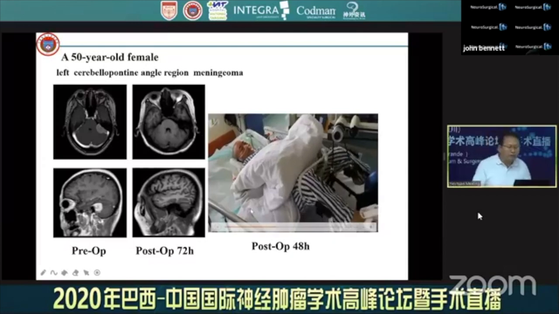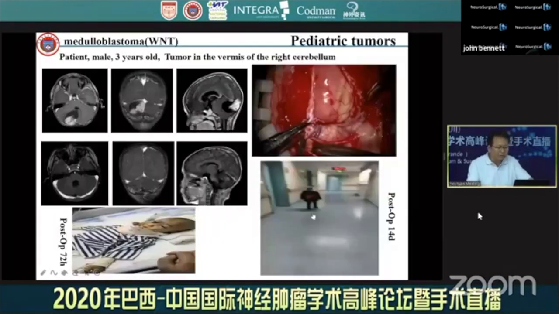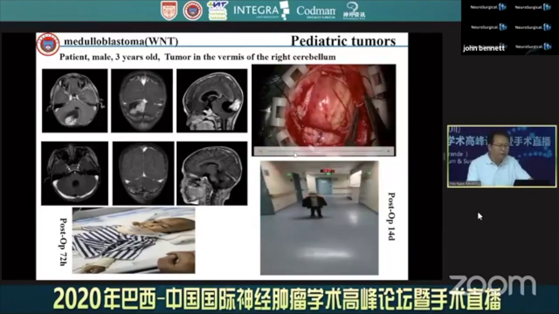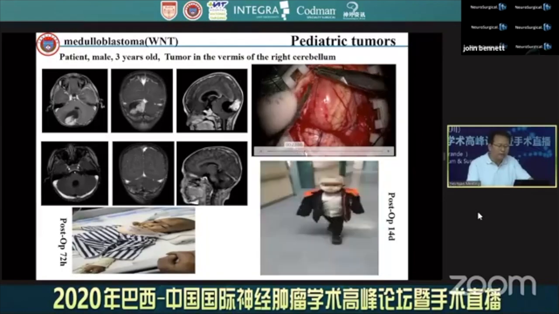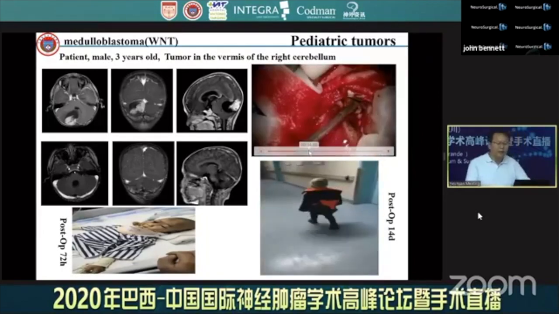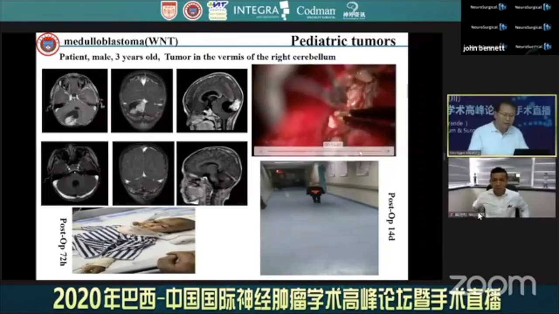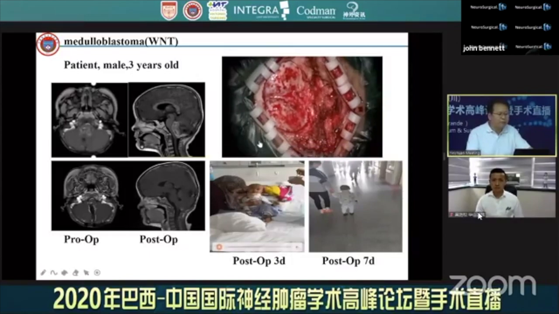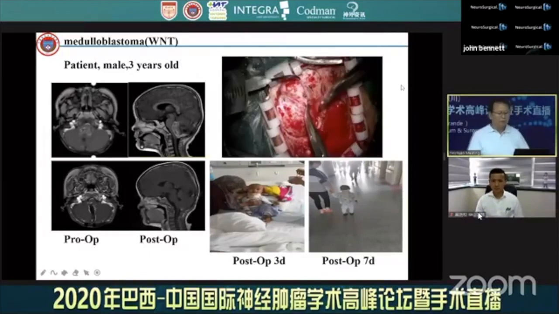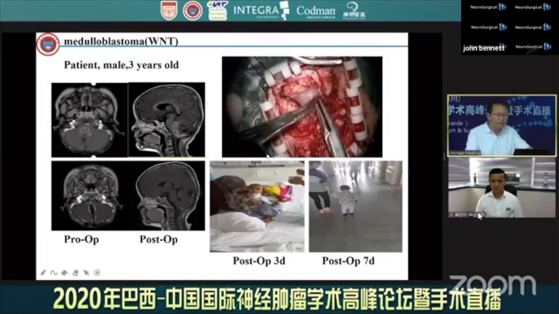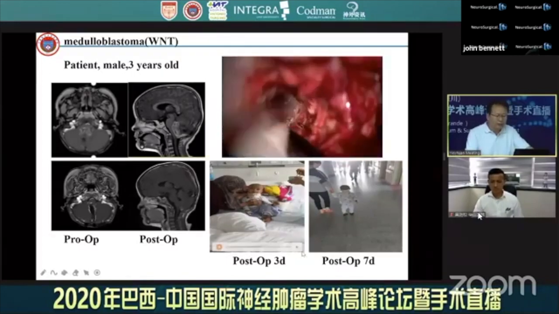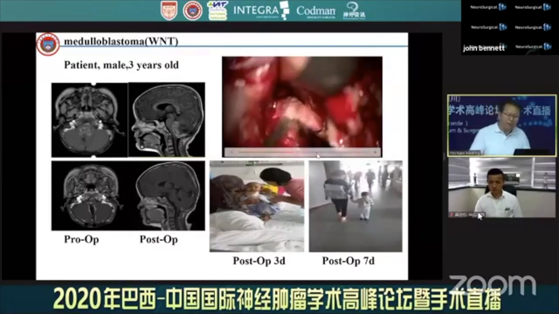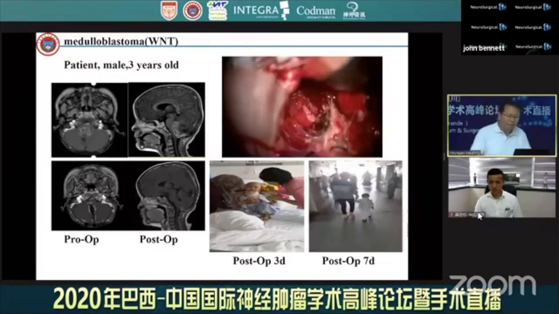And also to show some pediatric cases, this is a medulloblastoma. Medulloblastoma for a 3 year old little boy to remove it. It also uses the inferior subperitoneal approach to remove the lesions, and post-operation recovery. Also show some patients with medulloblastoma, WNT type, it's a topic, and recovery. For this case, it's also easier to remove, and also a problem for pediatric patients.